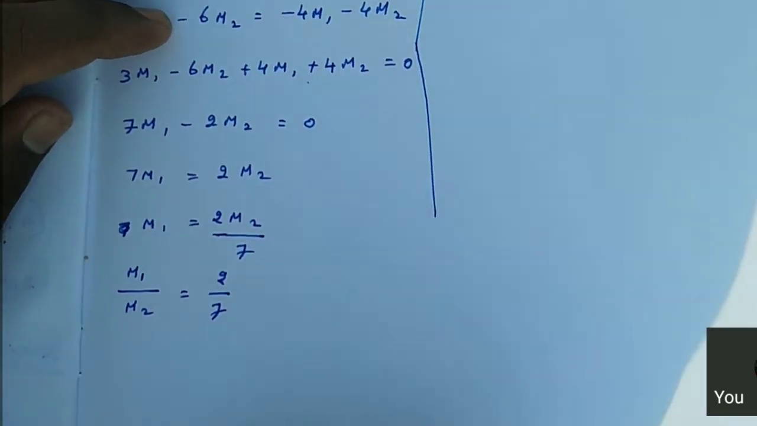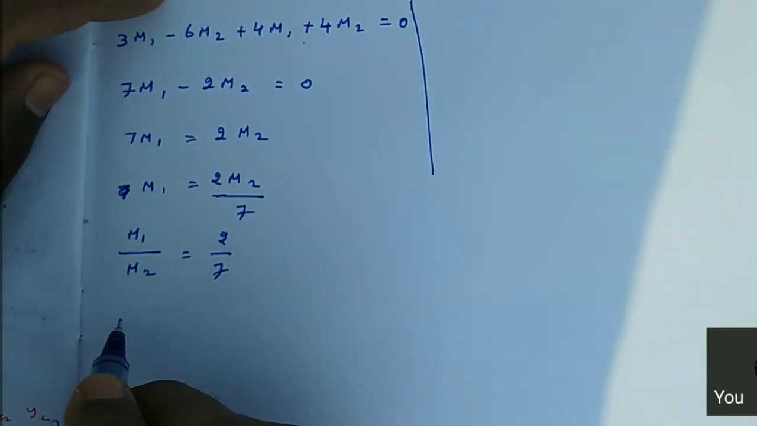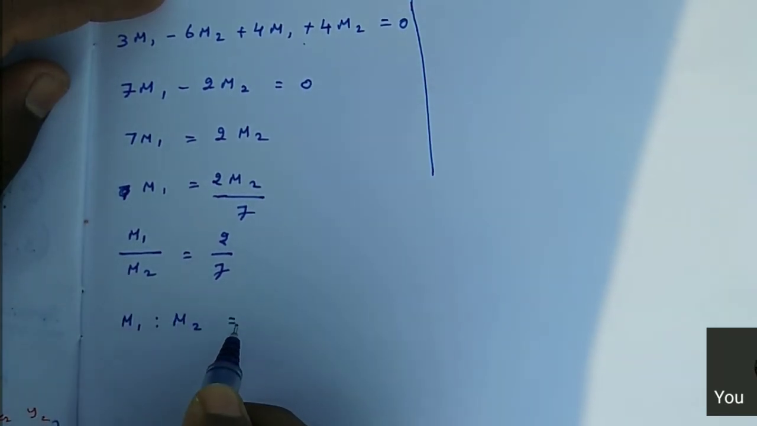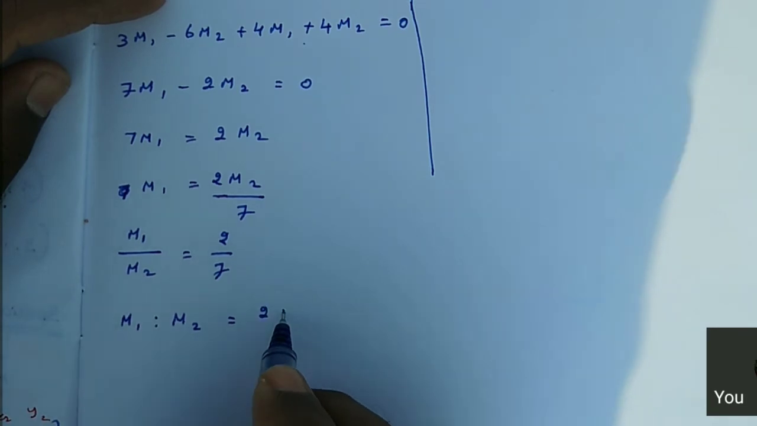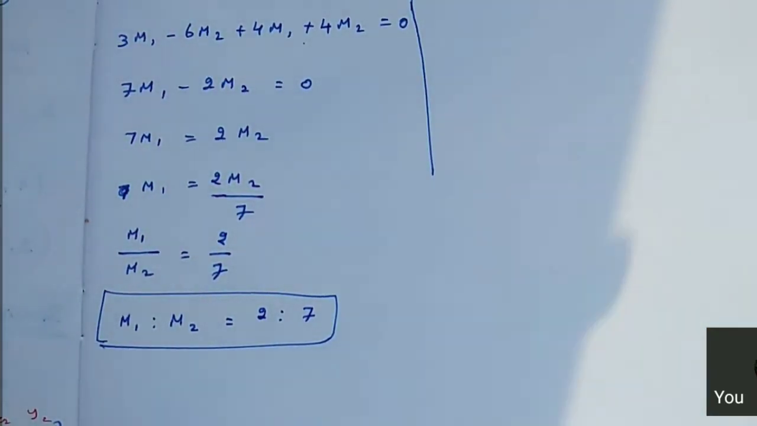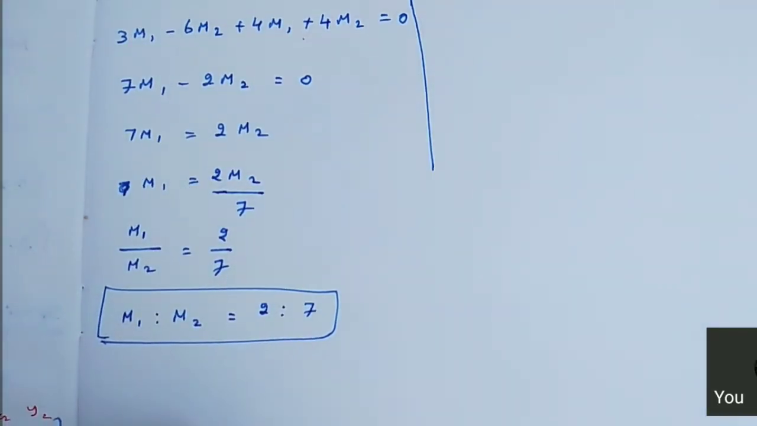Clear? Now, what is the ratio? m1 by m2 is a division, so we can write it in a ratio form. m1 is to m2 is equal to, here also, 2 is to 7. So now the ratio m1 is to m2 is equal to 2 is to 7. Are you clear?